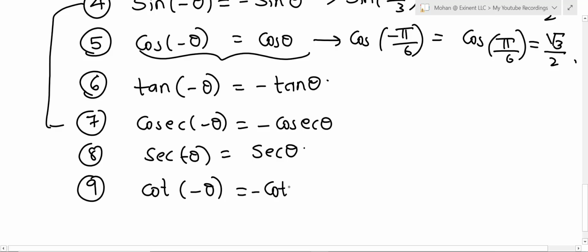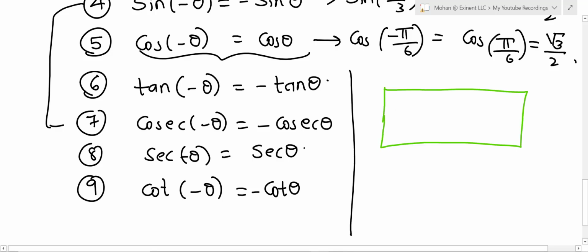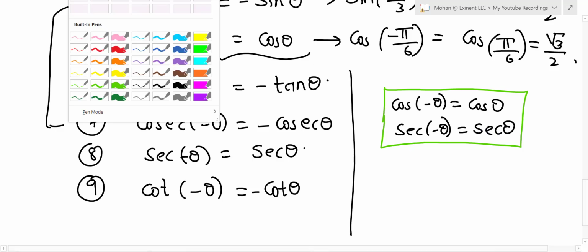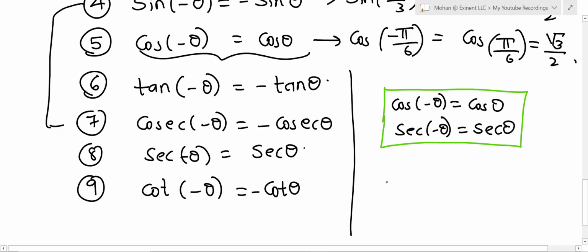Okay, so basically what we understood is there is one pool of cos theta and its reciprocal. Cos of minus theta is becoming plus cos theta, and secant of minus theta, its reciprocal, is becoming secant theta. Rest all are coming in another pool. What is the rest pool? The rest pool is like this.